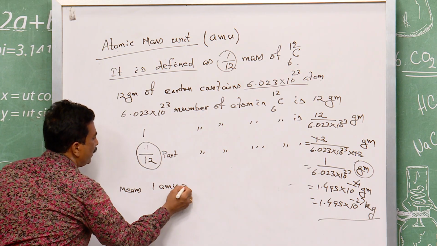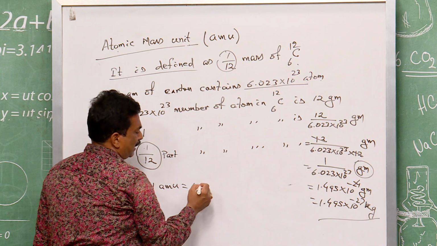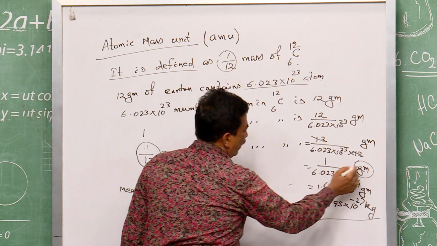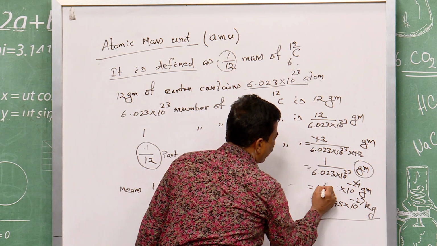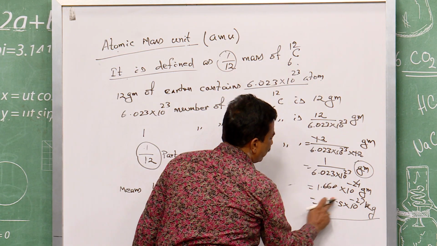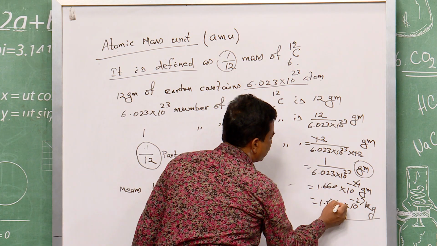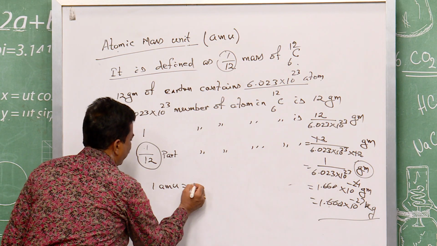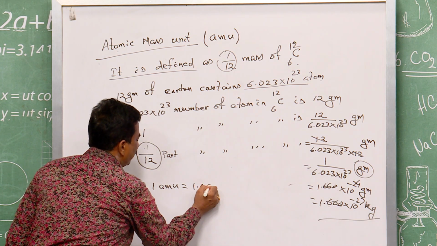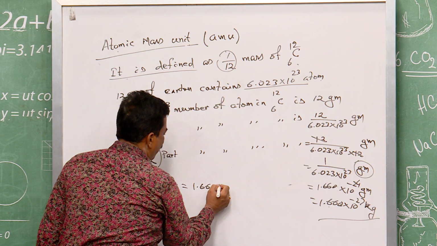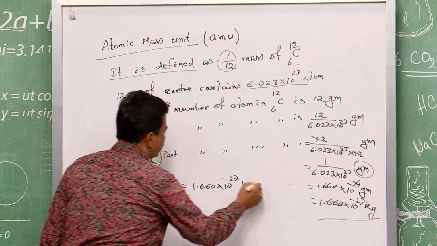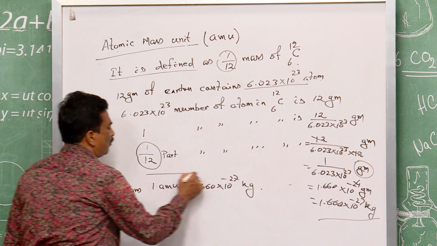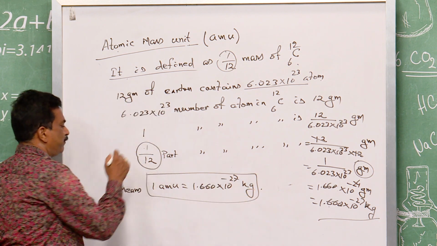1 AMU is equal to this much in grams. If it is converted to grams, that will be 1.660 into 10 to the power of minus 24. So 1 AMU is equal to 1.660 into 10 to the power of minus 27 kg. This is your 1 AMU.